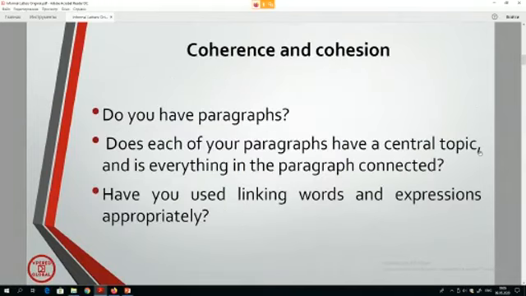Then we'll turn to coherence and cohesion, because this criterion refers to how well the reader can understand your writing and how well your writing is organized. The candidate must arrange information and ideas coherently, so there must be a clear overall progression. There are some questions that must be answered as well. Do you have enough paragraphs? Does each of your paragraphs have a central topic? Is everything in the paragraph connected? Have you used enough linking words and expressions appropriately?